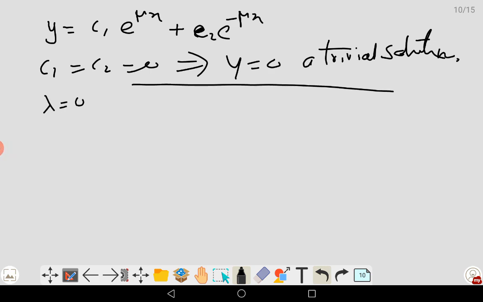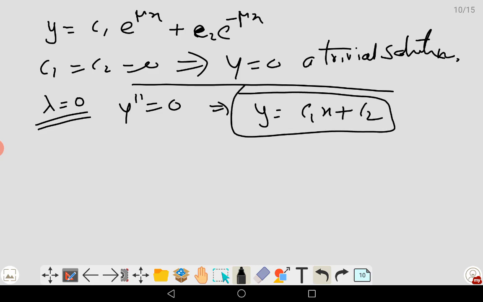Second case, obviously, lambda is 0. So y double dash is 0 gives y is equal to c1 x plus c2. Now we have to use the boundary conditions again to check whether any eigenfunction is possible.